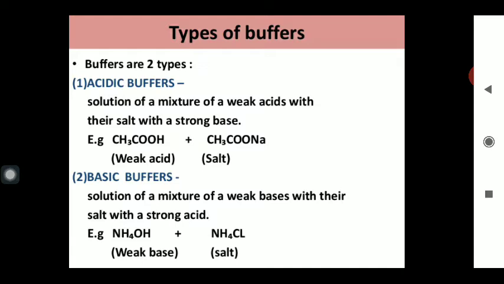This pH is always maintained, and this is very important for the working of enzymes in our body. This pH is important for the working activity of our metabolism. So this pH becomes very, very important, and buffer solutions are very important.